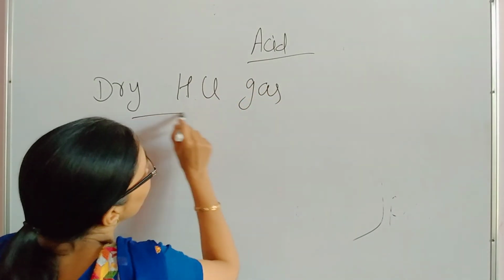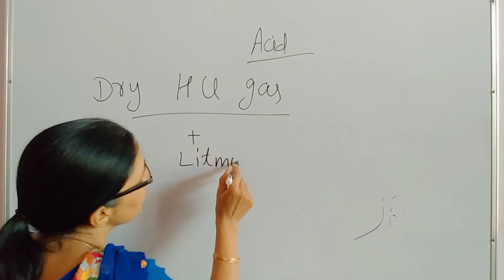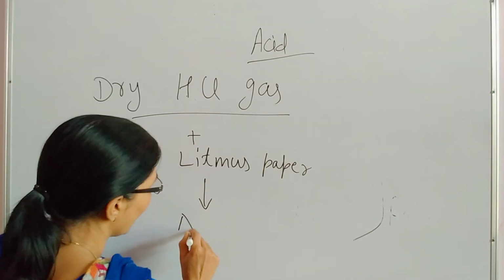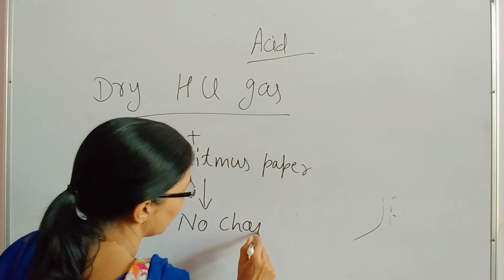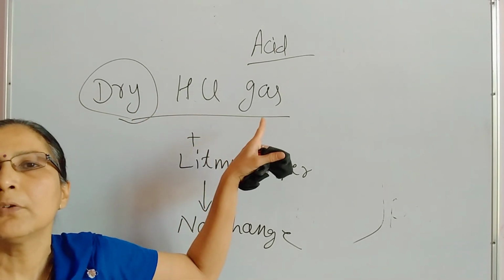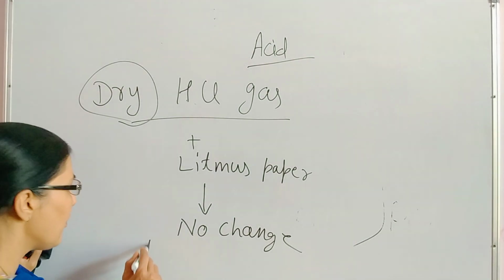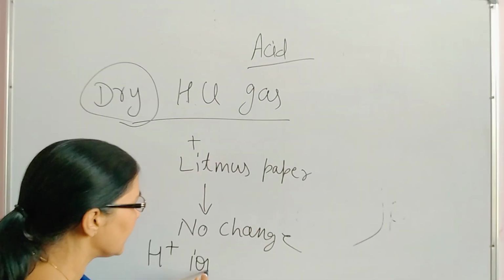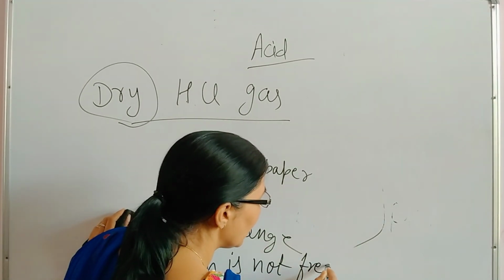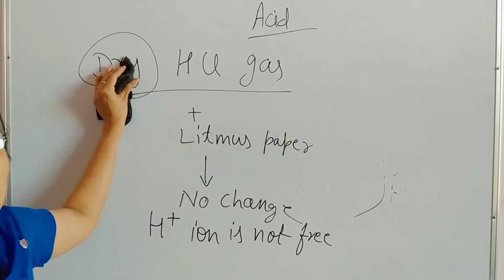But suppose you are taking dry HCl gas. What will happen if you add dry HCl gas to any litmus paper? No change. Why? Because in the dry state it will not give free ions. If it does not give free ions, H plus ion is absent, not free. So what will happen? No change in the litmus paper's color or other indicators. That's all for today. Thank you.